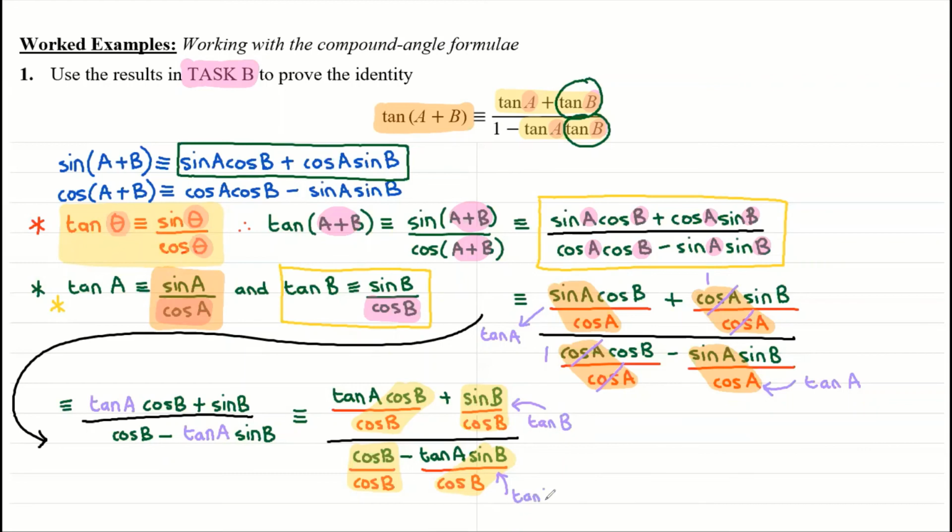And all we've done is taken the two identities that we found earlier, divided the whole thing by cos A cos B, and the tan identity just pops out. So final step now. So we've got tan A multiplied by 1, so that's just tan A. Sine B over cos B is tan B. Okay. And then cos B over cos B is just 1. And then subtract tan A and tan B, which is what we wanted.